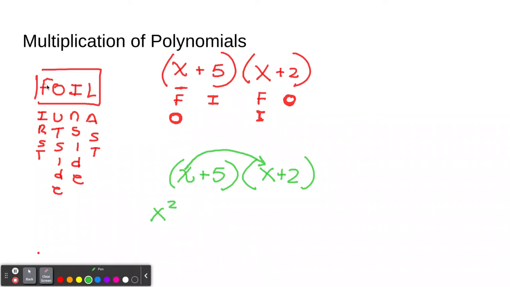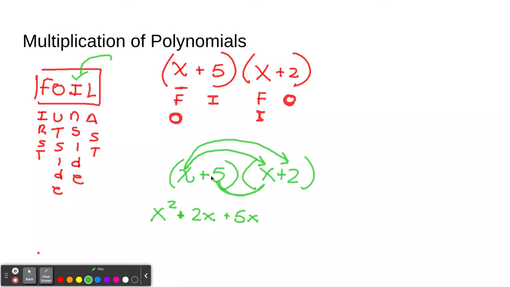So if we look at FOIL, we did the first terms. Now we want to do the outside terms. Well, remember, this is also outside. It's the outside term. And you want to times it by the outside term. And x times 2 is 2x. And it's positive, so that's why I put a plus there. So let's look at FOIL over here now. Now we want to do the inside terms. 5 times x are the two inside terms. And that'll be 5x.